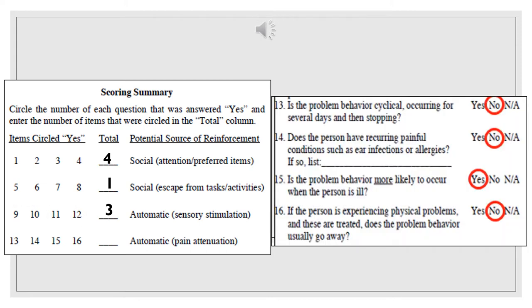Finally, the last section refers to automatic stimulation in the form of reducing pain. Jane's mother circled yes to 1 out of 4 questions. She indicated that Jane is likely to engage in the behavior if she is ill. However, she also reported that Jane does not have patterns regarding the behavior, does not have recurring situations that cause pain, and that her problem behavior does not decrease after receiving medical treatment. Because of these answers, the scorer would circle question 15 and report a 1 on the line.